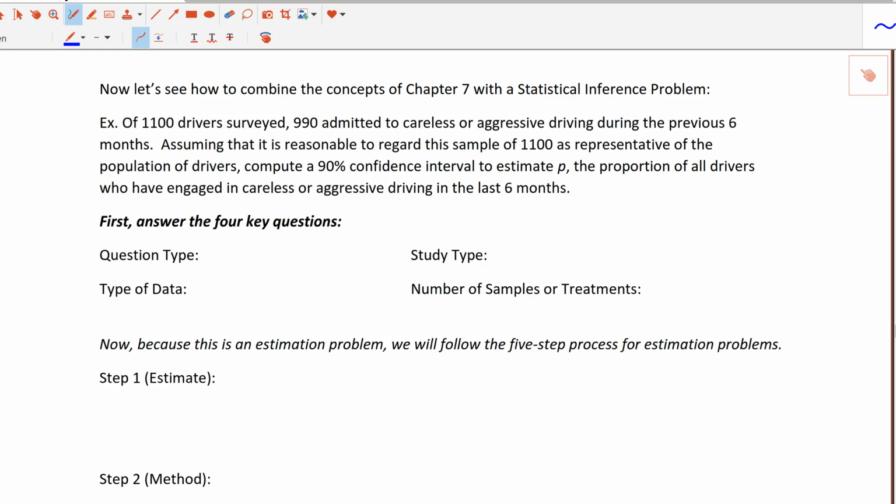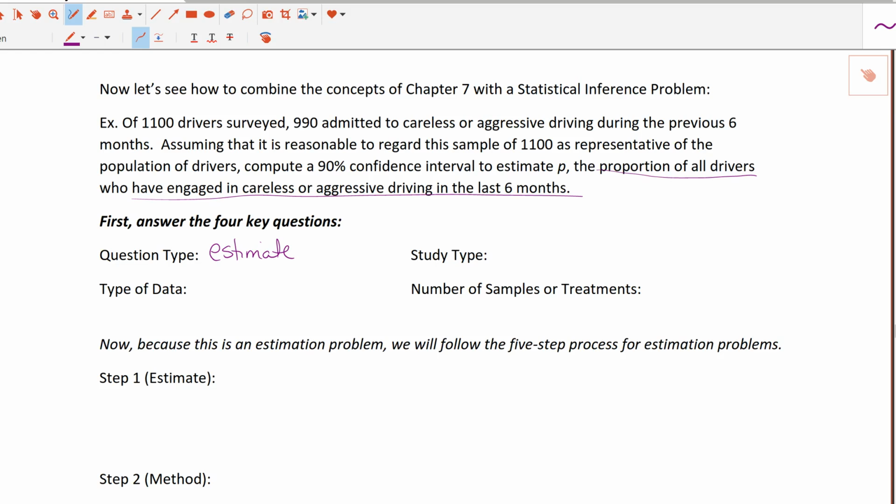So, we first answer our 4 key questions. The question type. What type of question is this? This is an estimation problem, right? We are trying to estimate a proportion, the proportion of all drivers who have engaged in careless or aggressive driving in the last 6 months.